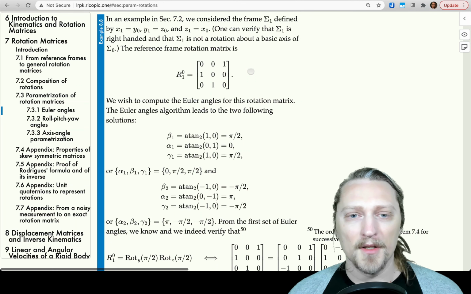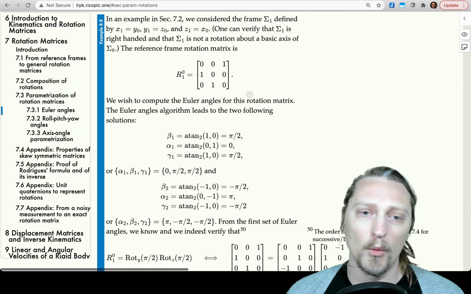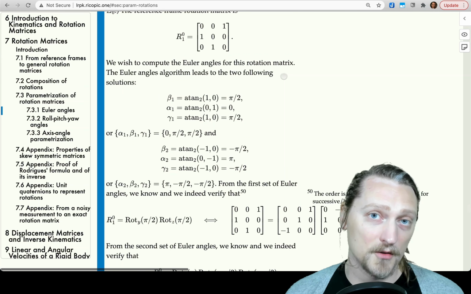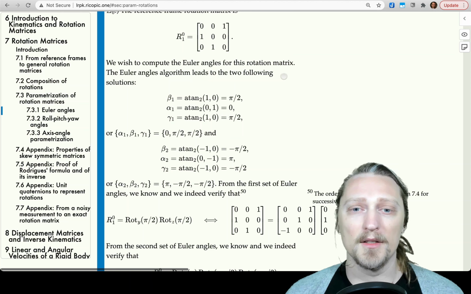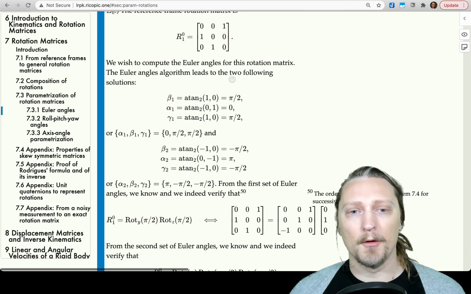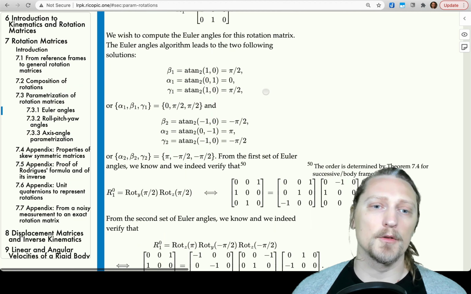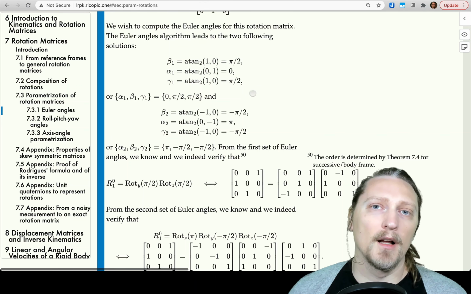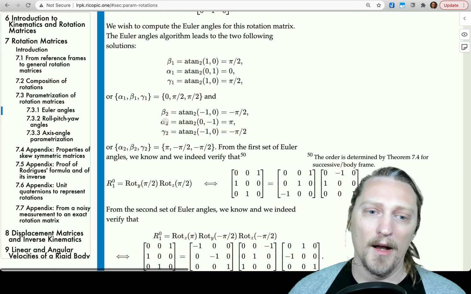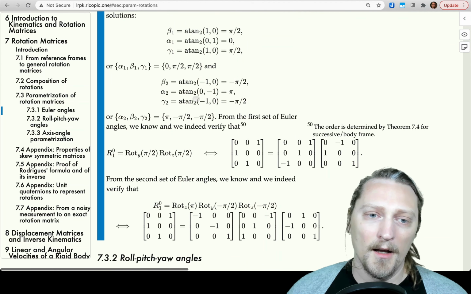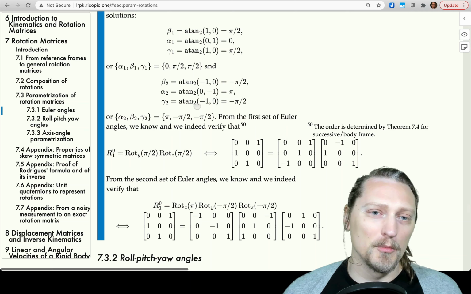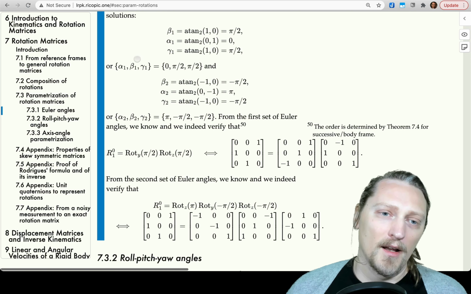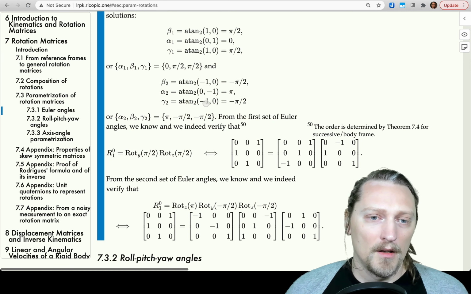The reference frame rotation matrix is, as we discussed before, given by R10. We wish to compute the Euler angles for this rotation matrix. Okay, we have a rotation matrix, and we want to know what Euler angles we need to rotate about. The Euler angle algorithm above leads to the two following solutions: beta 1, alpha 1, gamma 1, so here are the three Euler angles for this case, and then beta 2, alpha 2, gamma 2. This is the order in which you might calculate them, but of course the angles are always alpha, beta, gamma, so I rearranged them after each of these statements.